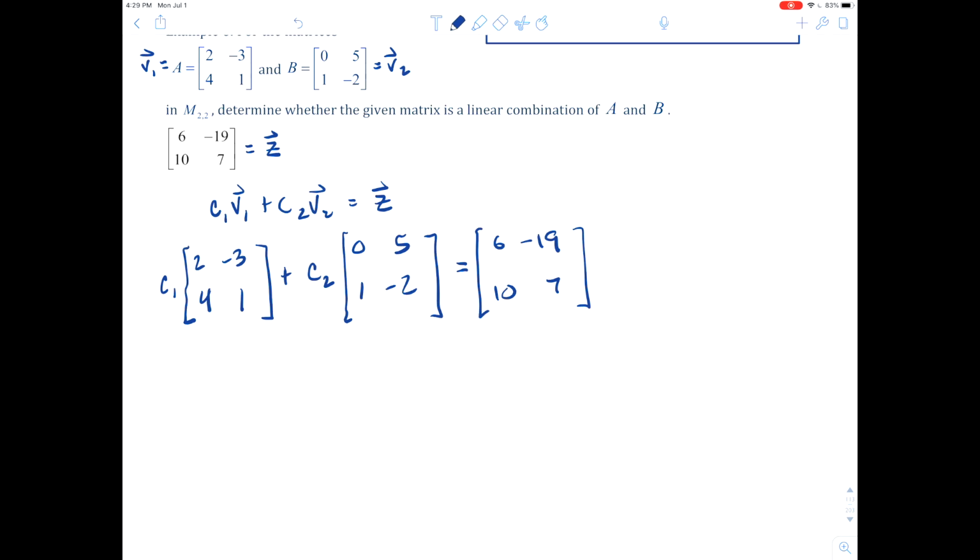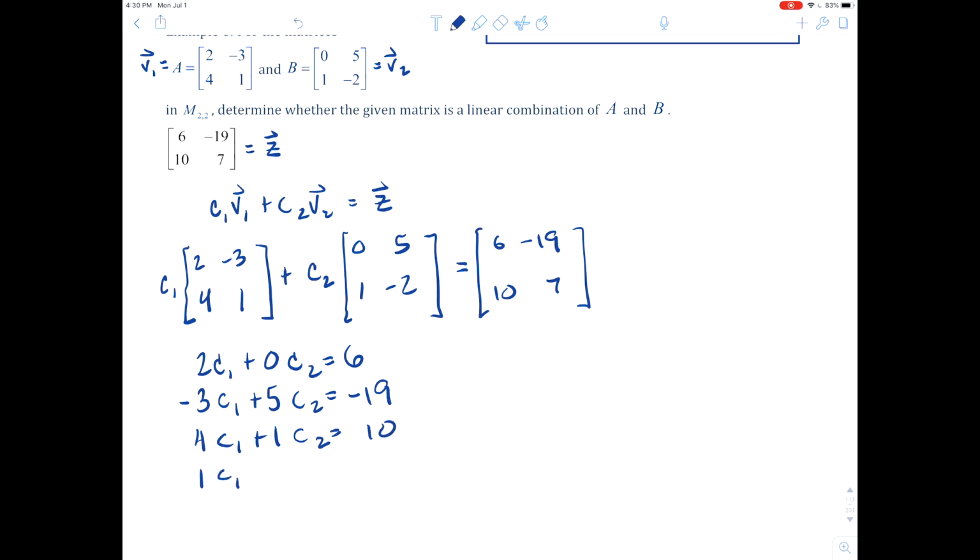So how do we do this? Beautiful. 2C1 plus 0C2 has to be 6. Negative 3C1 plus 5C2 has to be negative 19. 4C1 plus 1C2 has to equal 10. And then 1C1 minus 2C2 has to be 7.